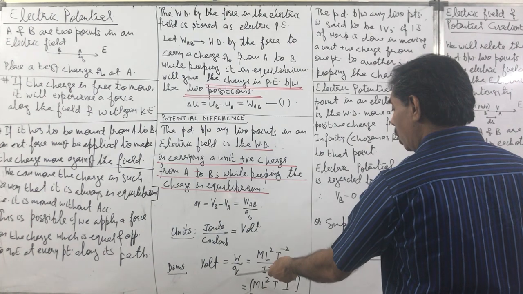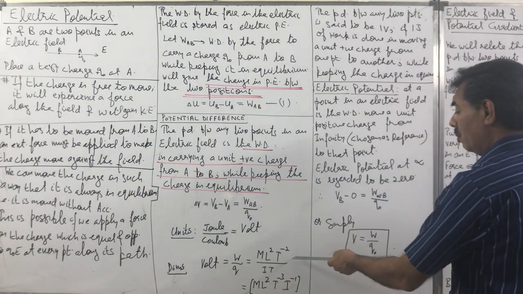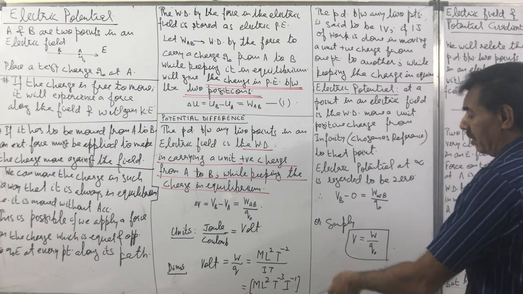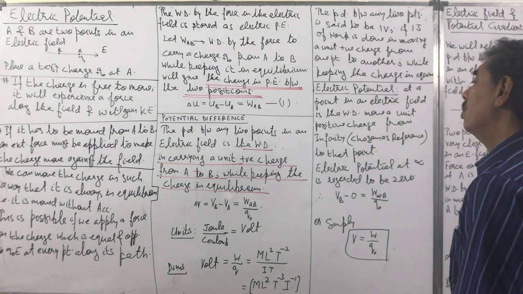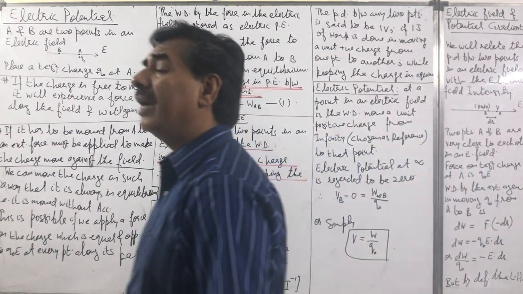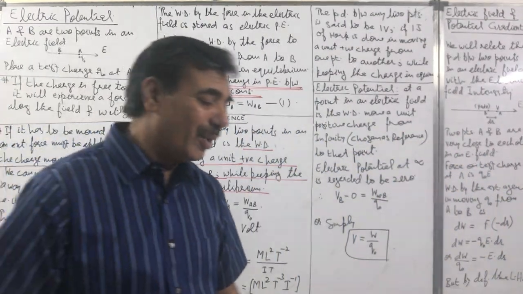Volt is W upon Q, ML2 T minus 2 upon IT, which gives ML2 T minus 3 I minus 1. This gives you the units and dimensions. Here we have defined potential difference between any two points.